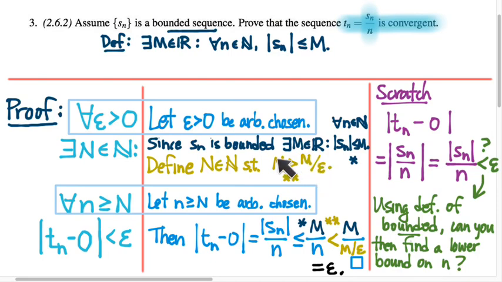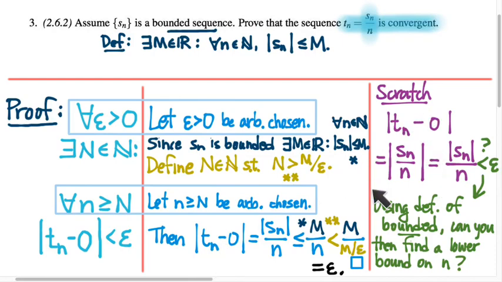By the way, this is an invocation of the Archimedes principle again. Because m over epsilon is real, we know there's a natural number which is larger. That's Archimedes in the background of this proof, as it is in so many of our proofs. And then once we've chosen the capital N in this way, the universe comes back in and chooses for us a little n, which is greater than or equal to that threshold, that capital N. And then we run our inequality argument one more time.